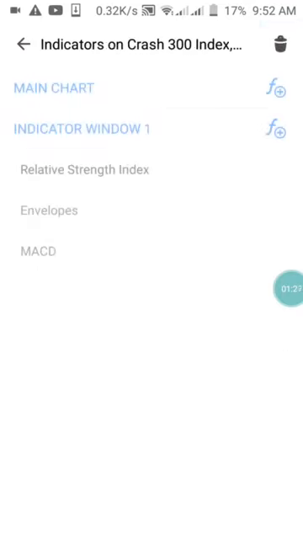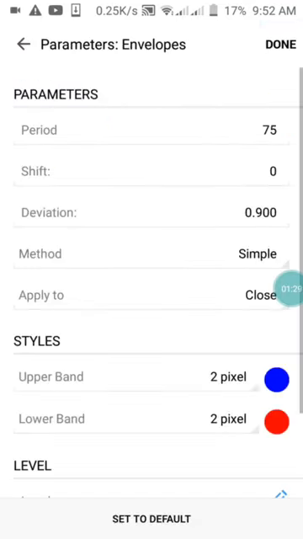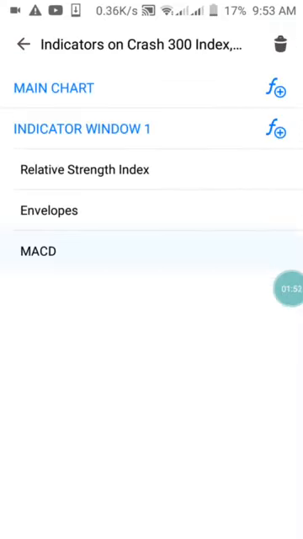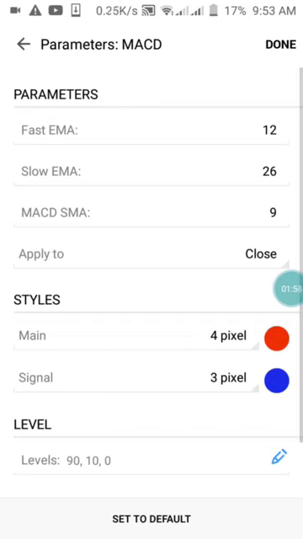Press done and move to your second setting, which is the Envelope. We have our period at 75, our shift at 0, our deviation at 0.900, our method as simple, apply to close, and your upper band and lower band in the same color. Then you press done. Once you are done, let's move to the MACD.